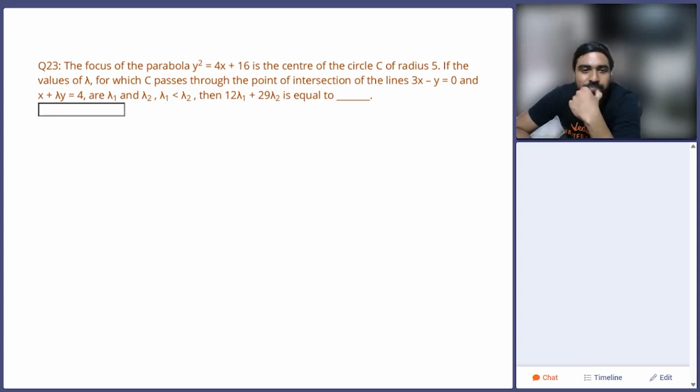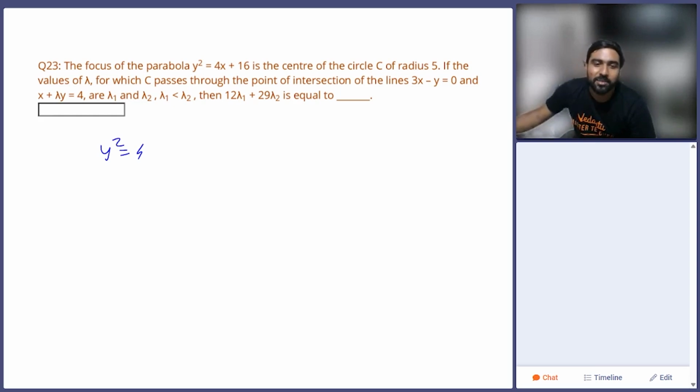So moving on. The focus of this parabola y square equal to 4x plus 16 is the center of this circle which has the radius 5. If the values of lambda for which this circle passes through the point of intersection of 3x minus y equal to 0 and x plus lambda y equal to 4 are lambda 1 and lambda 2, then what is the value of 12 lambda 1 plus 29 lambda 2? So this is a pure calculative type of question.